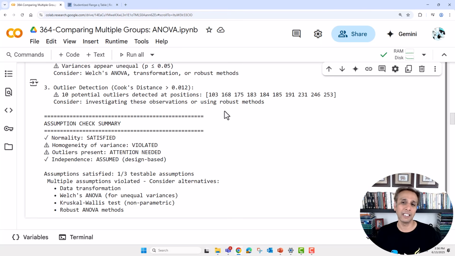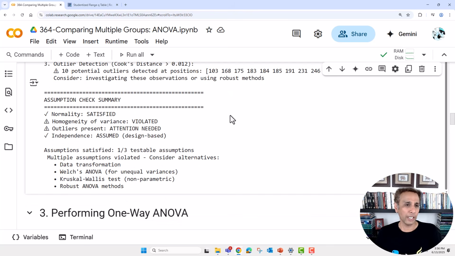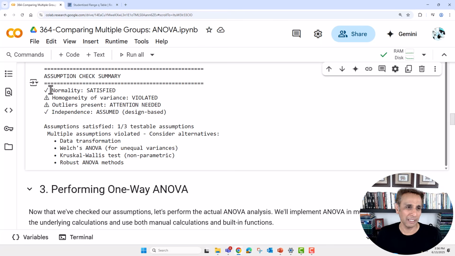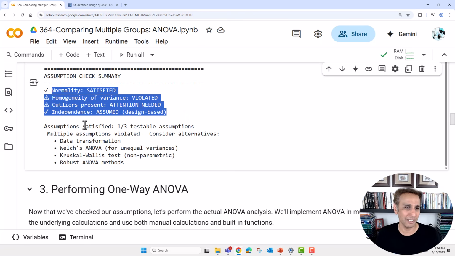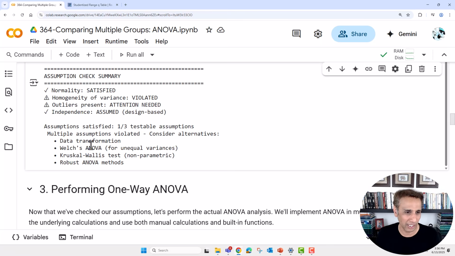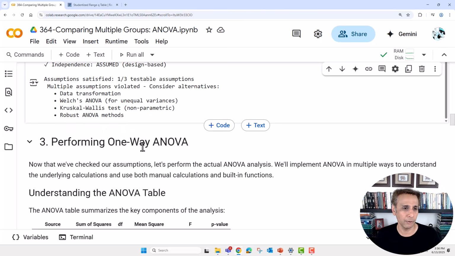We can include them if they're not very much outliers. Okay, so again, this is what Claude put together, the assumption check summary. So it thinks that this is production code, but it's nice, it's cute.